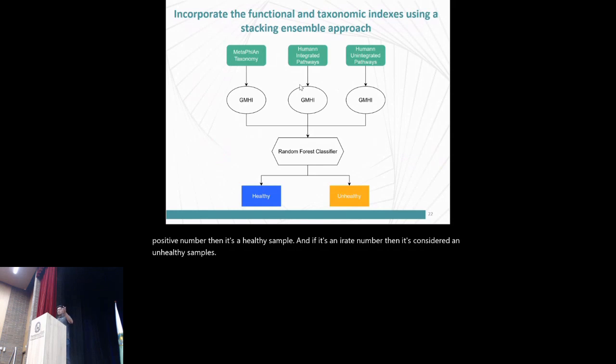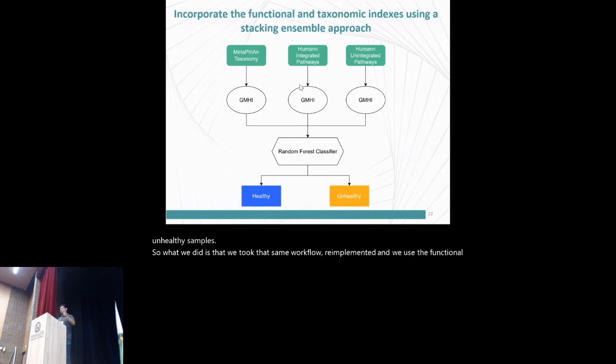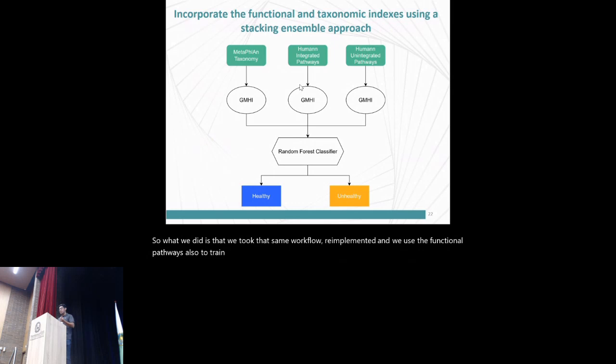So what we did is that we took that same workflow, re-implemented it, and we used the functional pathways also to train that index. At the end, we ended up with three different types of that index: an index based on the taxonomy, that same index trained with the functional profiles, the integrated pathways and the unintegrated pathways. So we ended up with three different indexes.